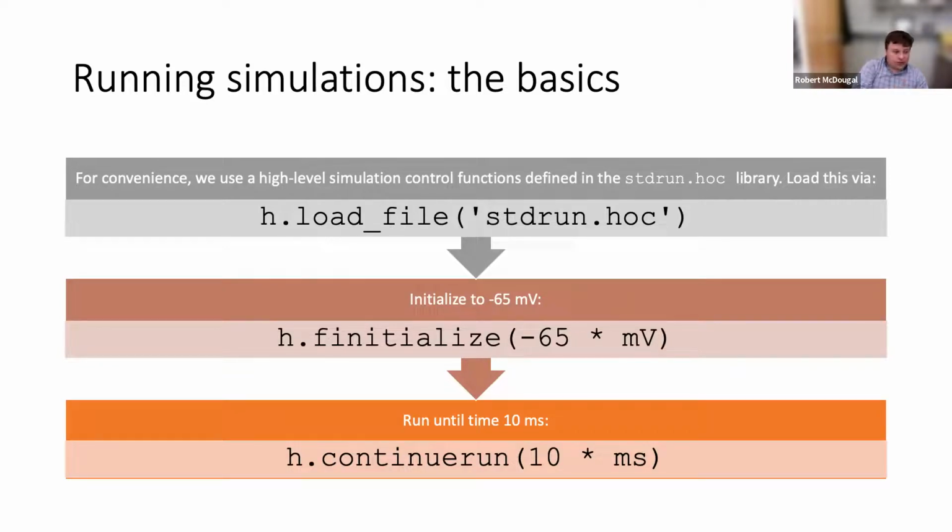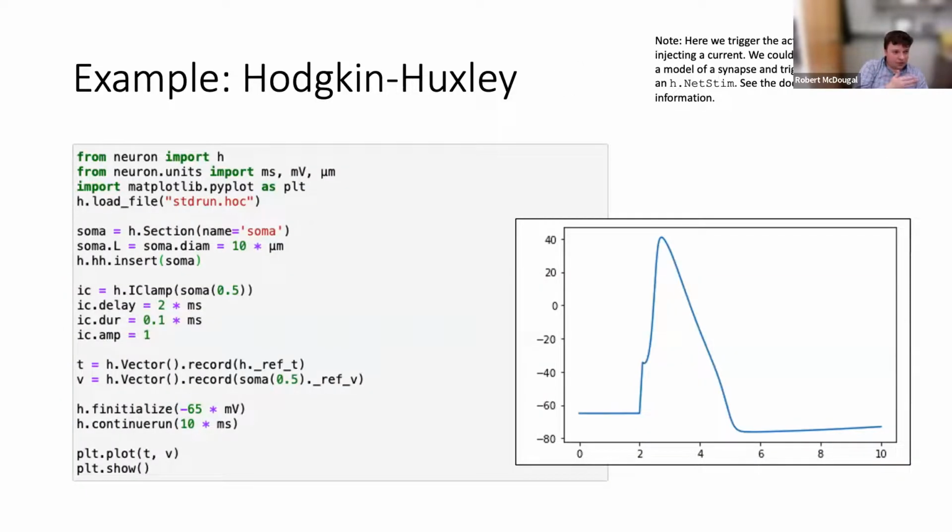And then we can run our simulation until a specific time using the continuerun function. If we want to do it just one time step at a time, we can also do that using fadvance. So here's what this ends up looking like as a whole example. I can load NEURON, load the units, define the units, load the matplotlib graphics library just because. And I pretty much always want to load stdrun because it gives me a nice ability to say, go run until a certain time. I'm going to define my soma as a section. It's got a length and a diameter, and that's going to be 10 microns long. I can insert channels into there.